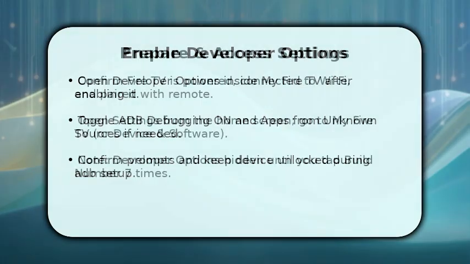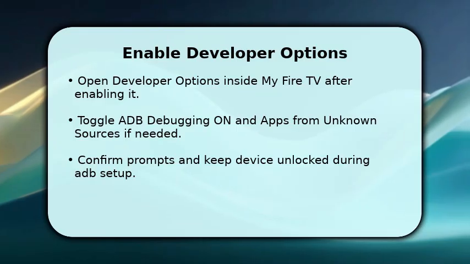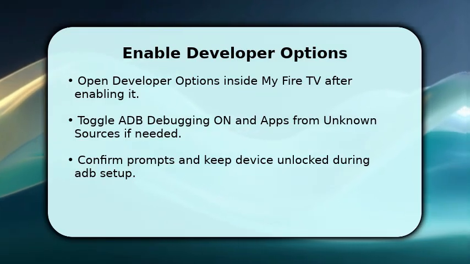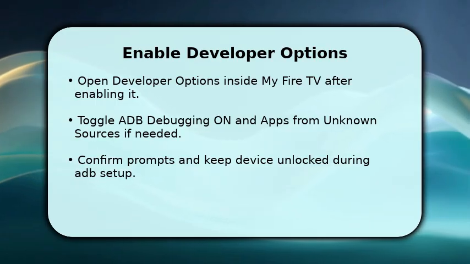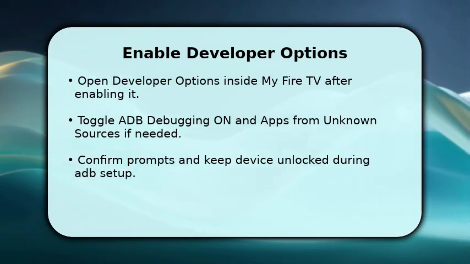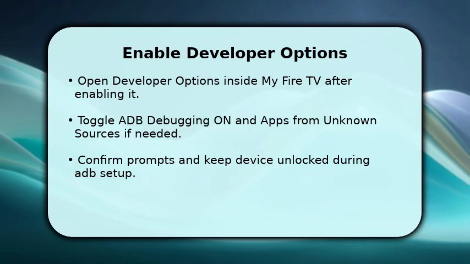After the developer reveal, open Developer Options in My Fire TV. This is where Advanced toggles live. Turn on ADB debugging to allow a computer or app to send commands, and enable apps from unknown sources only when you trust the source. Make sure to confirm any on-screen prompts.